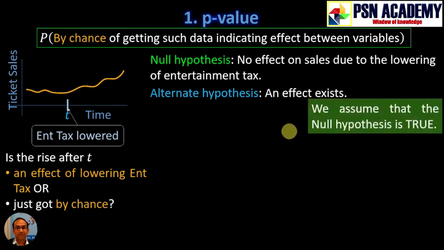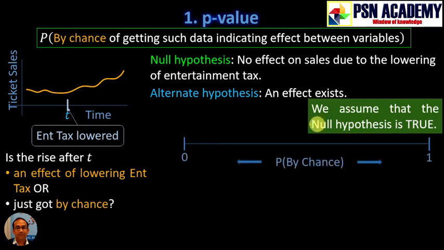Now we assume that the null hypothesis is true. That means there is no effect. Based on this assumption, we have to find out whether we reject our assumption or we do not reject the assumption, right? So here is a scale of the p-value because it's a probability value. It starts from 0 and goes up to 1. And this is the probability of by chance, right?